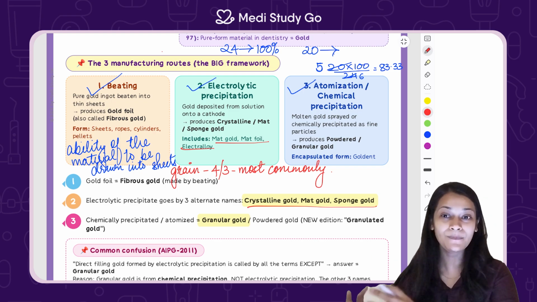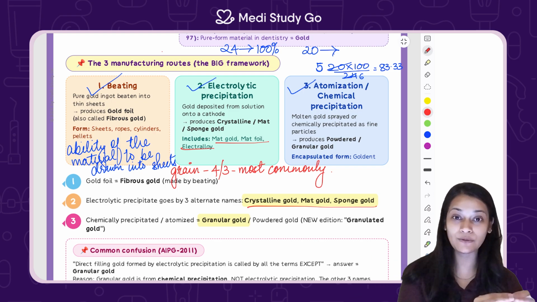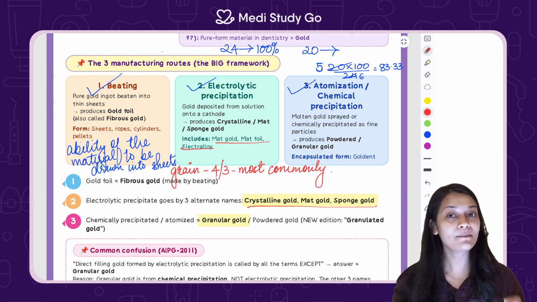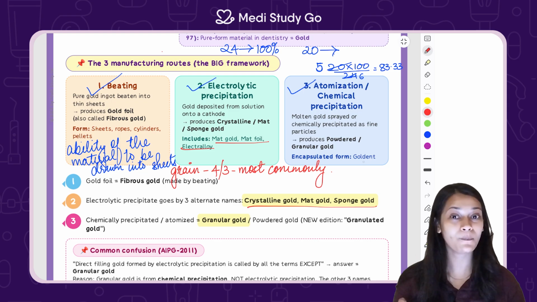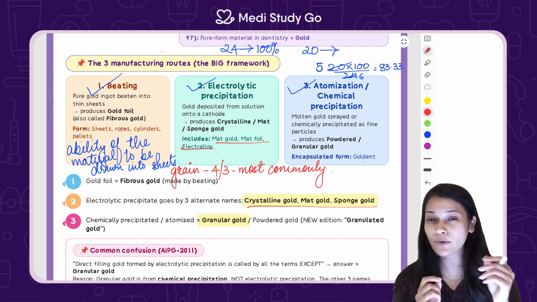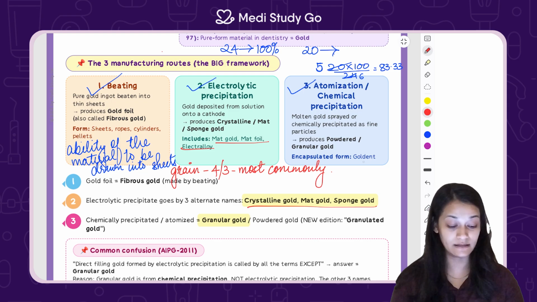Remember how we used to transfer molecules from anode to cathode? The same thing happens here. And chemical precipitation or atomization is nothing but your molten gold being sprayed. So how is it going to be formed? It's going to be granulated.